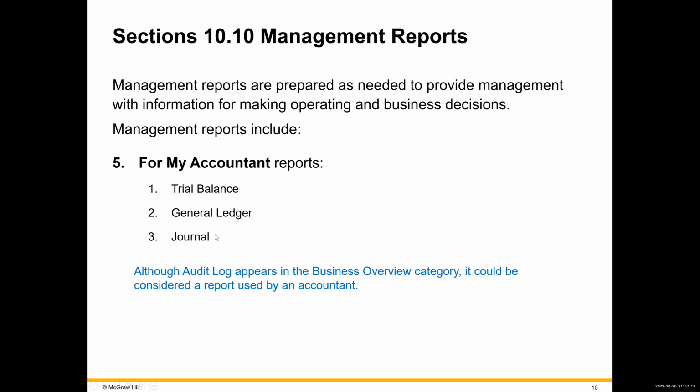And of course, the journal is all of the transactions that you've made for the month of January. So you can compare my journal to your journal and find any errors that you might have. Now, there's also this thing called audit log, and audit log appears in the business overview category, but it could be considered a report used by an accountant. So that just kind of tells us what you've done and that type of thing. Anyway, you can check that out. You can read more about that in the book.